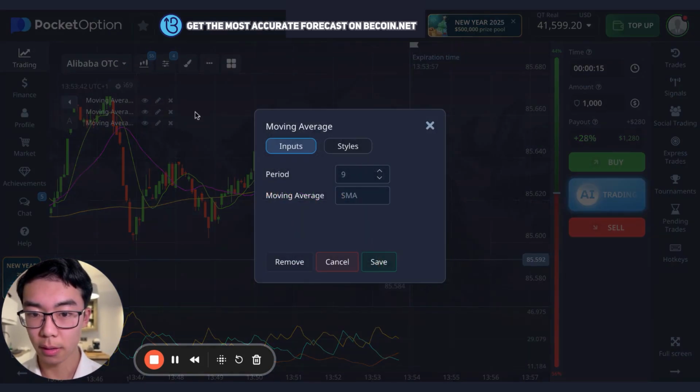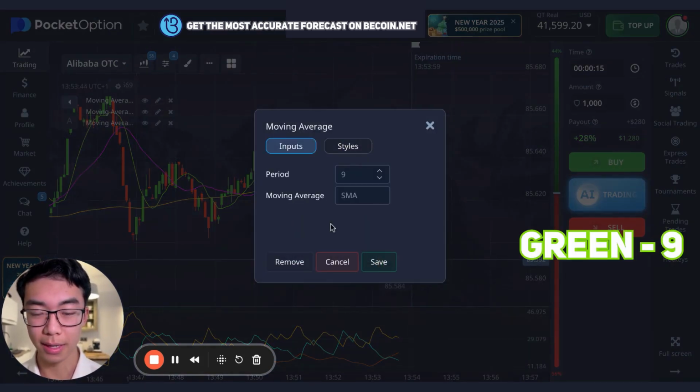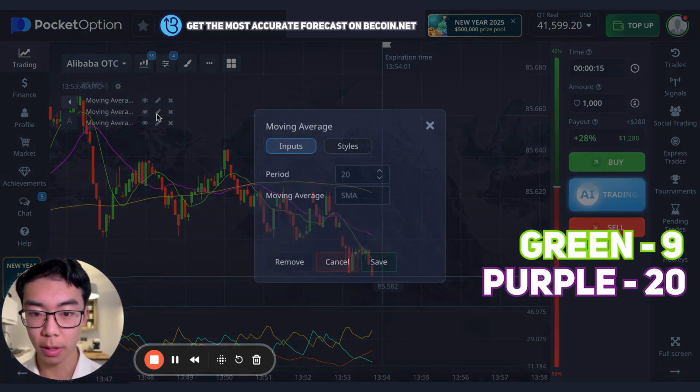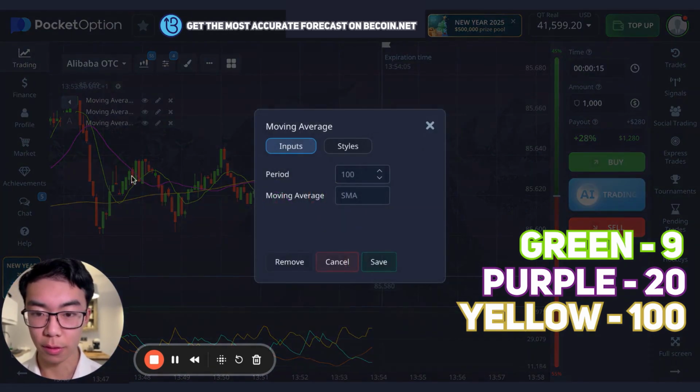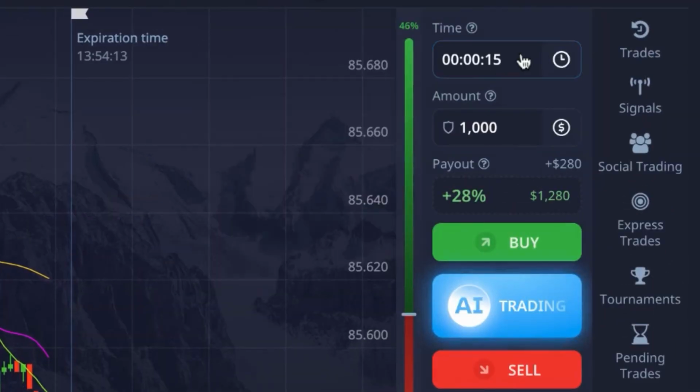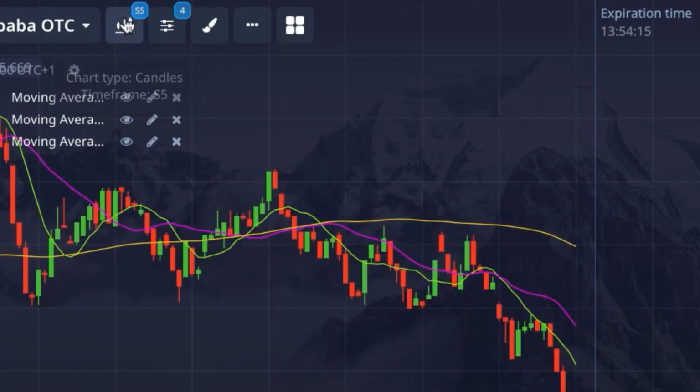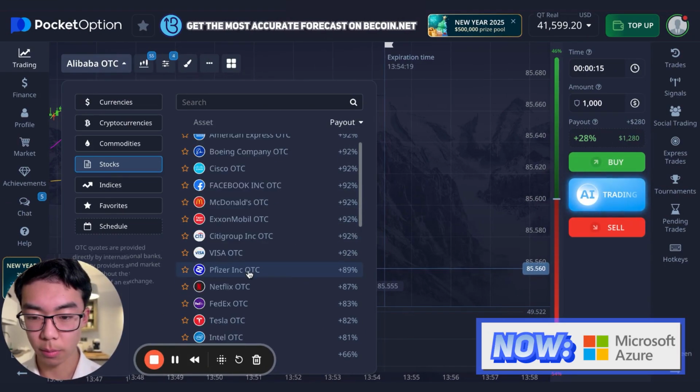To do this, the green line right here is a 9, and the purple line right here is a 20. And the other line right here is just the general momentum. So this is the 100. Right here, we have 15-second interval trades, and we're on 5-second candles. Let's see if we can make some successive trades.